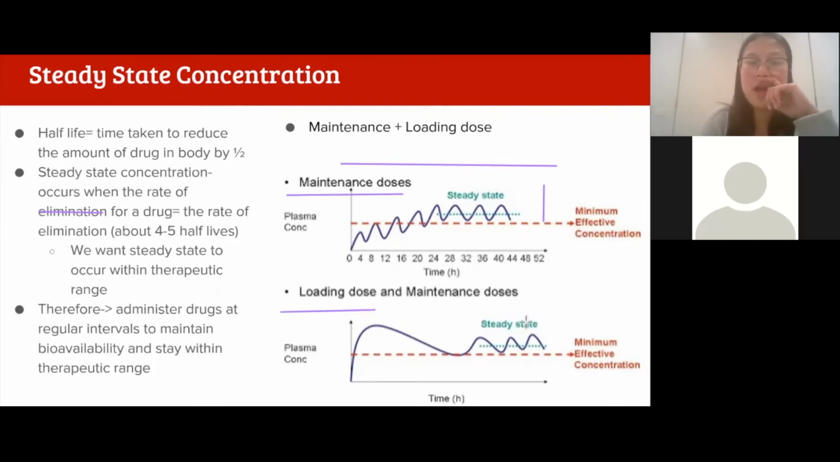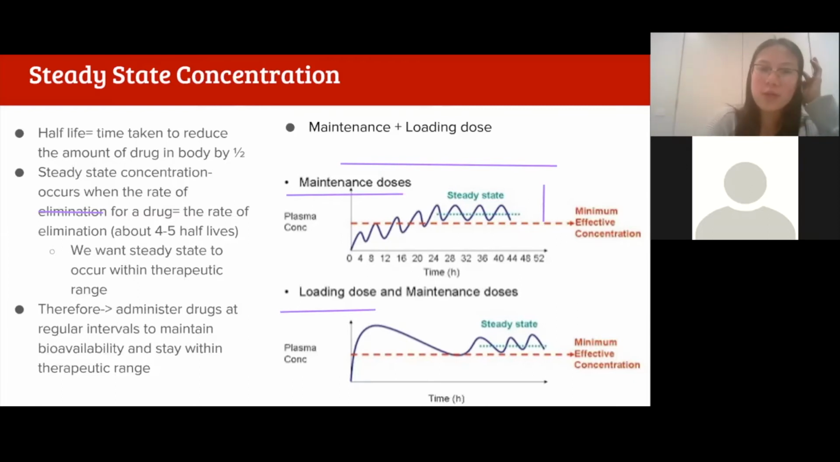So here, a maintenance dose is a dose given to a patient just to maintain the bioavailability, keep it within that range, so keep it around about that steady state concentration. Essentially, it's the dosage which is equal to the rate of elimination at steady state. That's what a maintenance dose is. So it's to maintain the drug plasma concentration.